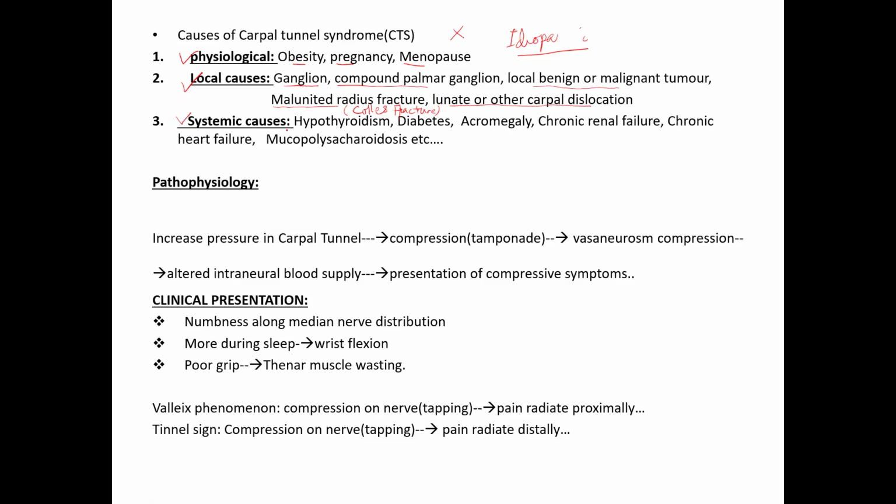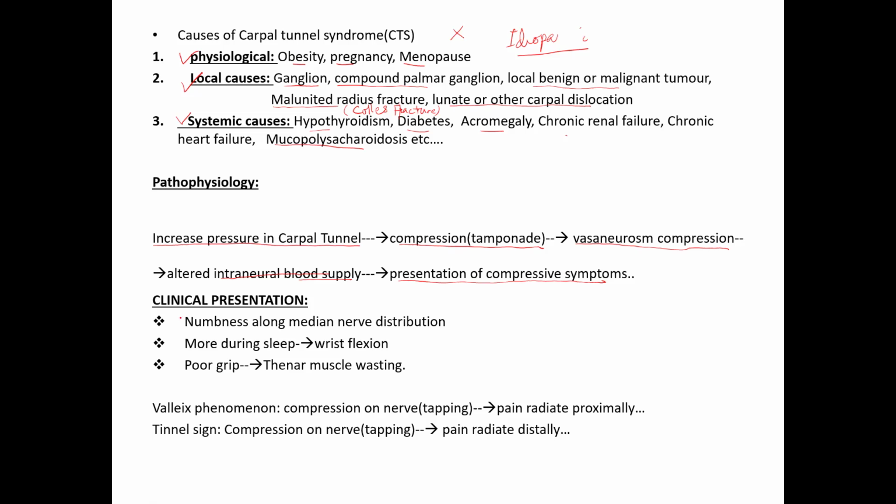What are the systemic causes? Systemic causes are hypothyroidism, diabetes, acromegaly, chronic renal failure, heart failure, mucopolysaccharidoses, and so on. So what is the pathophysiology here? There is an increase in the pressure in the carpal tunnel. This increased pressure causes compression or a tamponade effect over the median nerve. Every nerve has vasa nervosum surrounding it, so when compression happens, there is alteration in the intraneural blood supply. This compromise in the blood supply to the nerve causes the symptomatic presentation of compression.